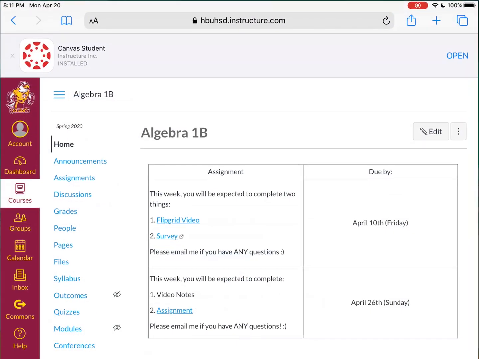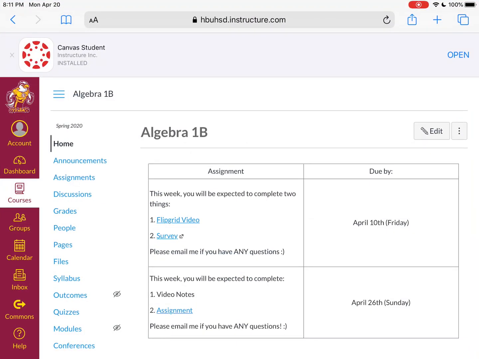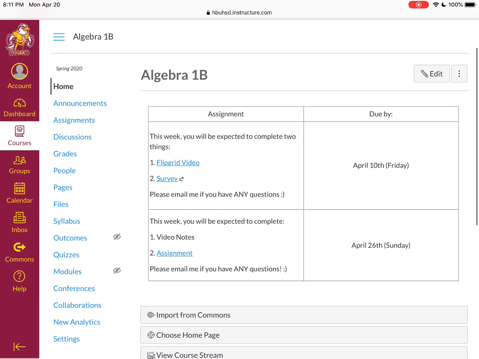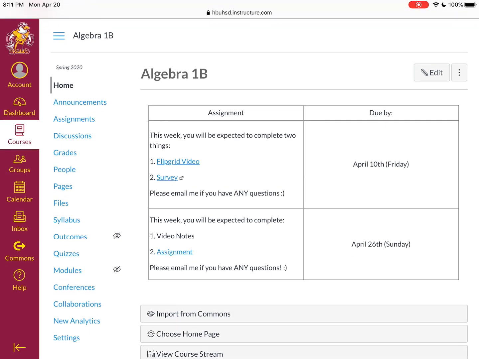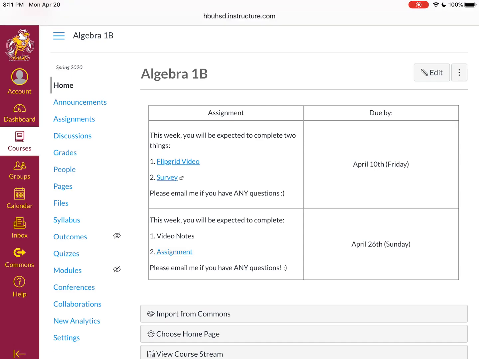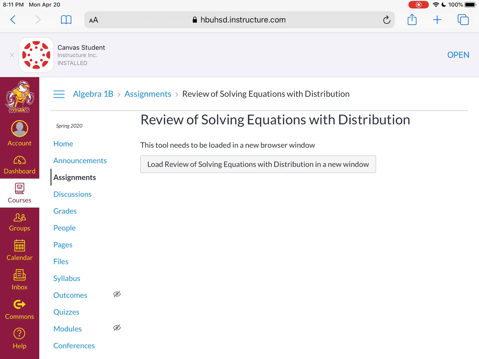Hey you guys, I'm going to show you how to find your assignment first, and then I'm going to do two examples with you. They're going to be posted under video notes. You see how the second box down says this week you will be expected to complete video notes and assignment. If you click on the assignment, it says load review of solving equations with distribution in a new window.